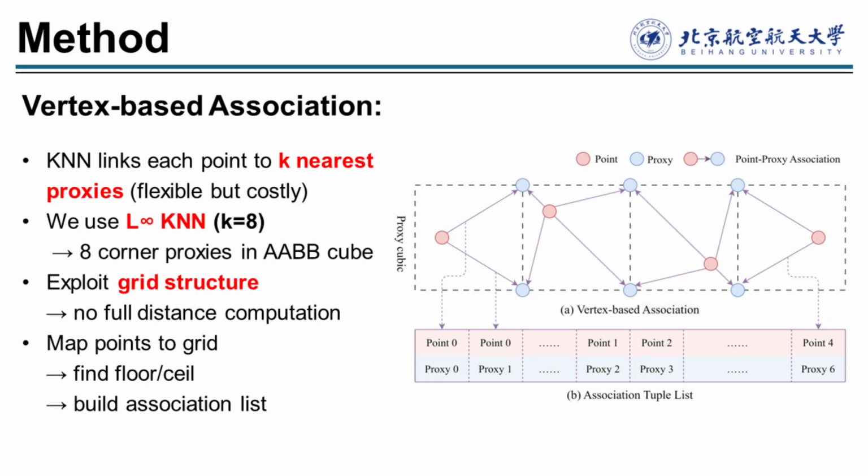Associating points to proxies with standard KNN is flexible but expensive. We instead leverage the grid structure and use L-infinity KNN with k equal to 8, which corresponds to the 8 corner proxies of each point's axis-aligned bounding cube. Operationally, we map a point to the grid, find floor and ceil neighbors, and build the association list without full distance computation. This preserves flexibility while keeping costs low and associations geometrically meaningful.